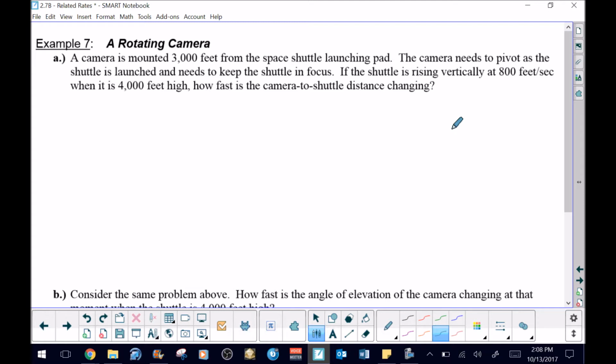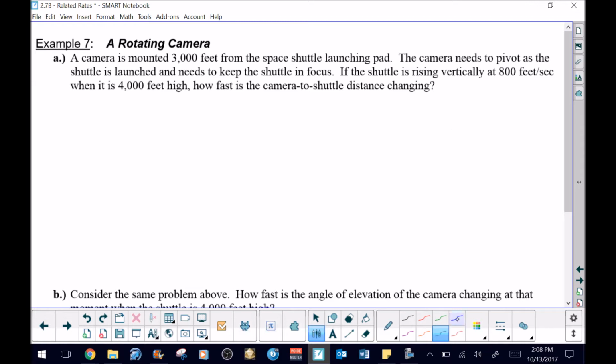So if we read the problem, it says we've got a camera mounted 3,000 feet from the space shuttle launching pad. The camera needs to pivot as the shuttle is launched, and it needs to keep the shuttle in focus. If the shuttle is rising vertically at 800 feet per second when it is 4,000 feet high, how fast is the camera to shuttle distance changing?